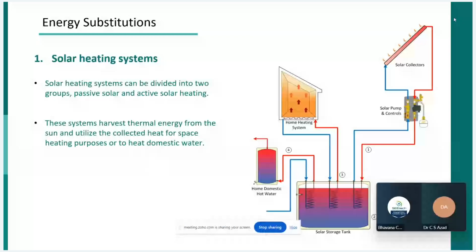This is about energy substitutions, like your electrical geysers may be replaced by solar heaters. Next. Next slide.